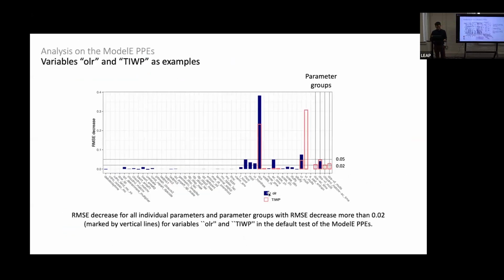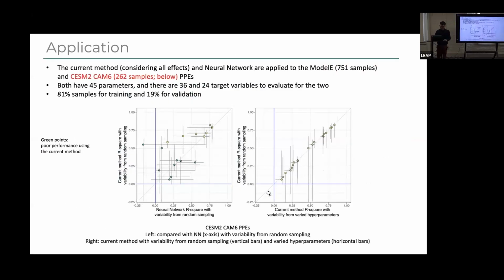We did the same thing for the CAM6 PPE. I apologize for this. It has fewer ensemble members, so it's not that surprising that the performance of the method deteriorates a lot. And in this case, we think that our method works slightly better than the neural network.